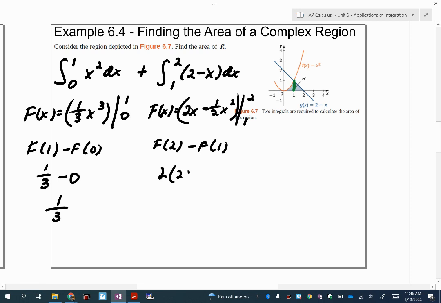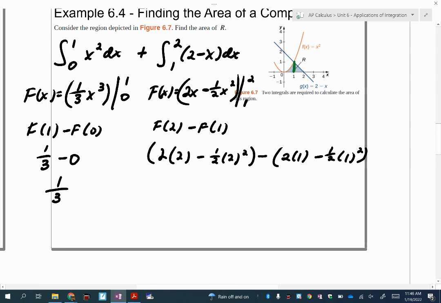So 2 times 2 minus 1/2 times 2 squared, whatever that is, minus 2 times 1 minus 1/2 times 1 squared. Okay, so the first part, 2 squared is 4, half of 4 is 2. 4 minus 2 is 2, minus a half. 2 minus a half is going to be 1.5. Let's keep it as fractions. So 3/2.